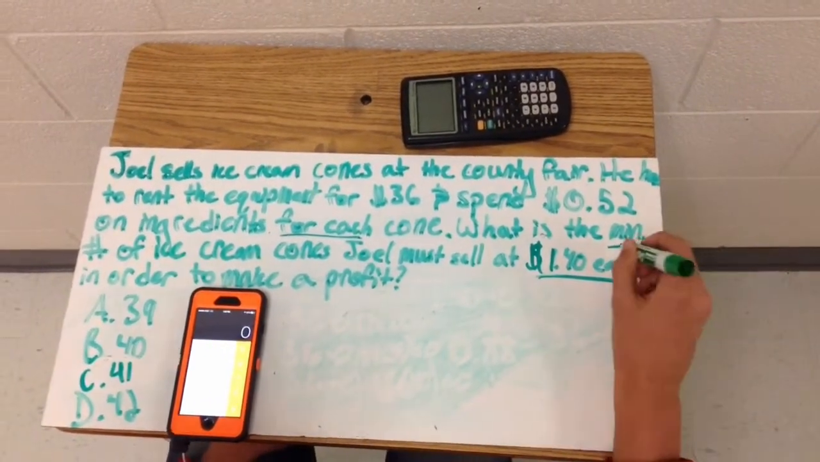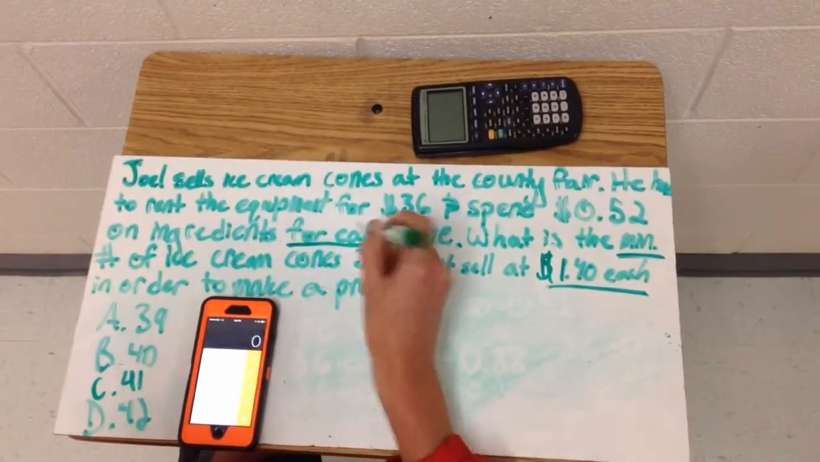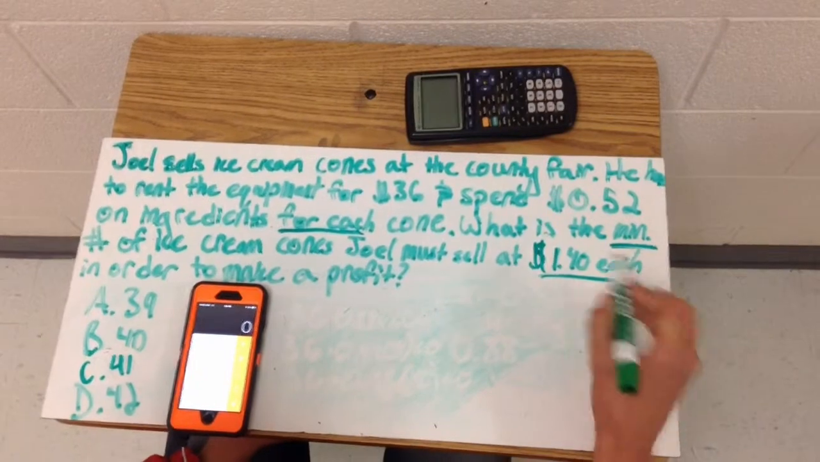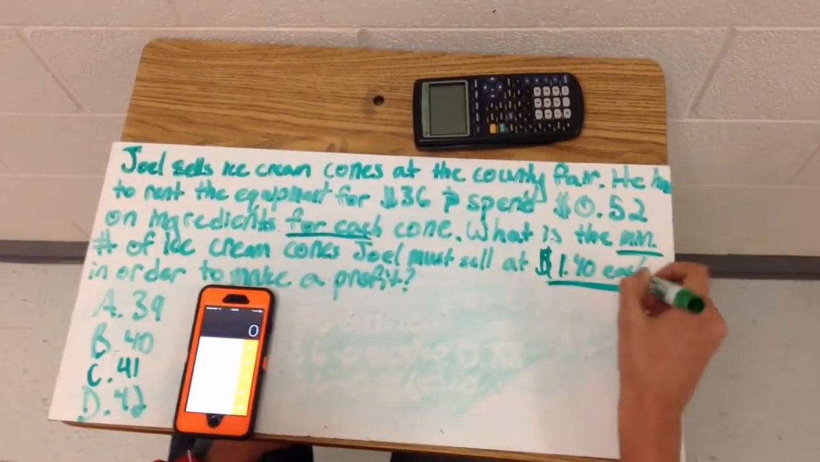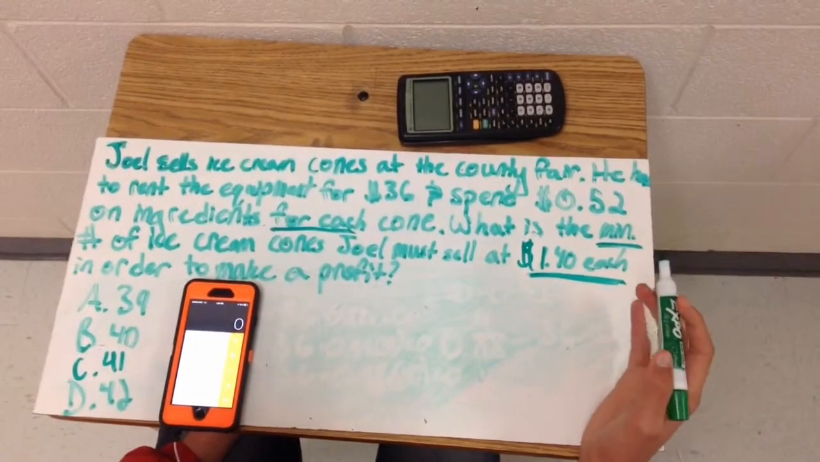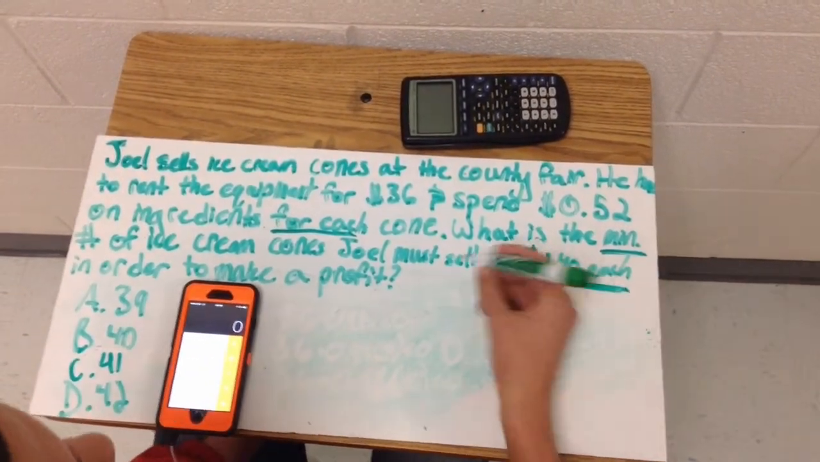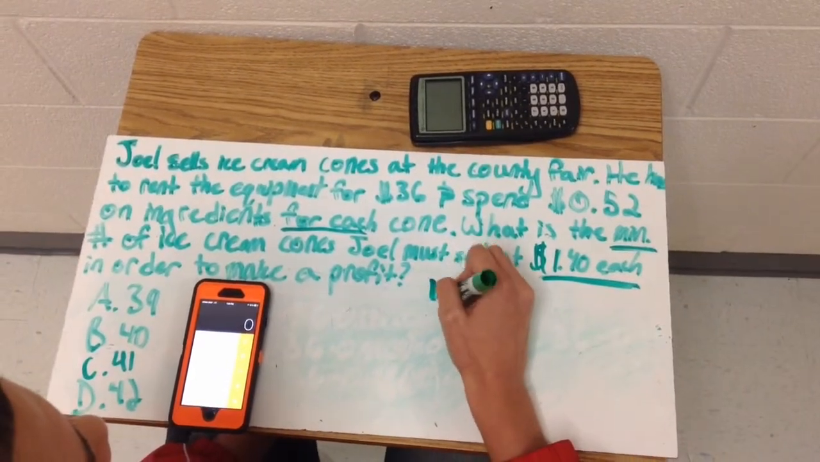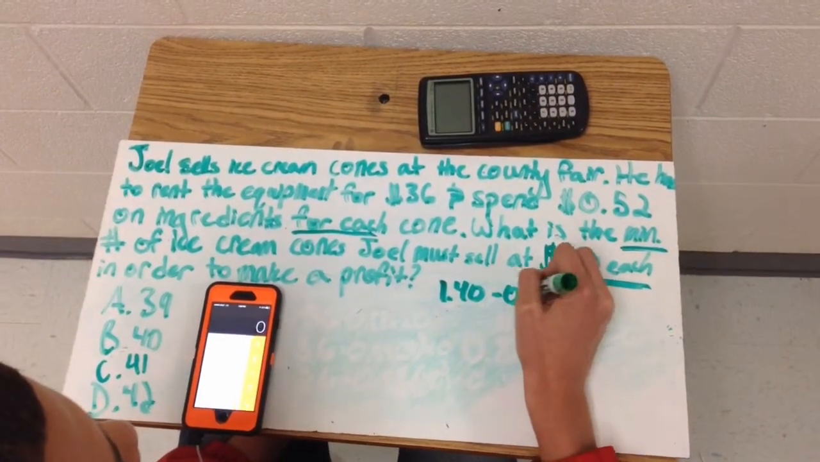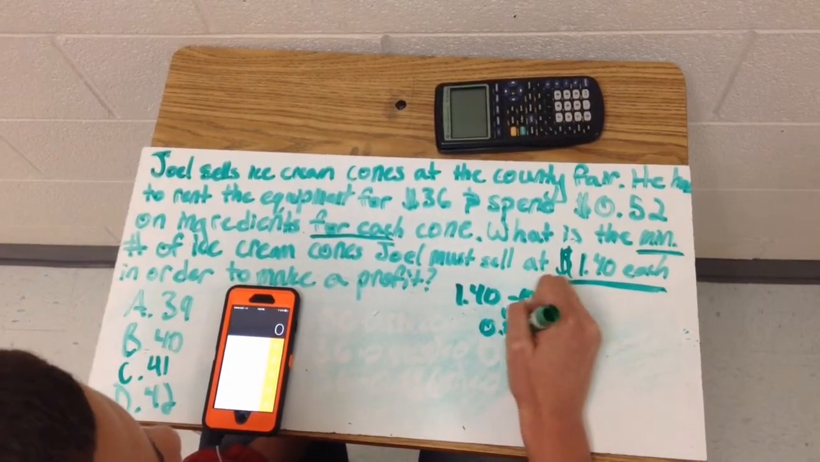And our key terms: minimum, definitely, for each, because that implies a variable in most cases, and $1.40, that's each. That's the main part there. Now, first we need to find the overall cost of each cone, or the profit of each cone. That would be 140 minus 52, and that is 88 cents.